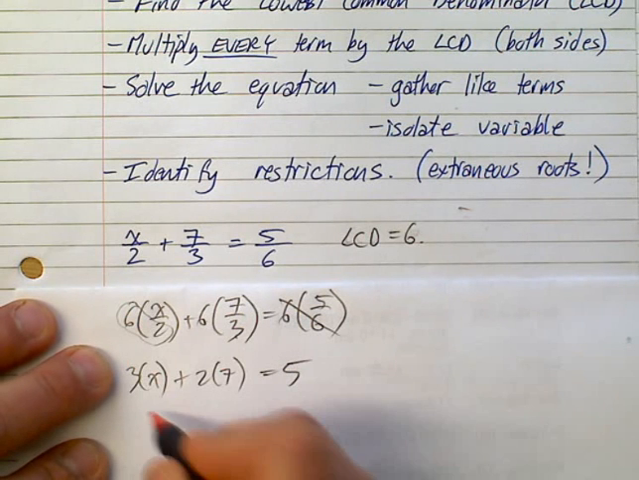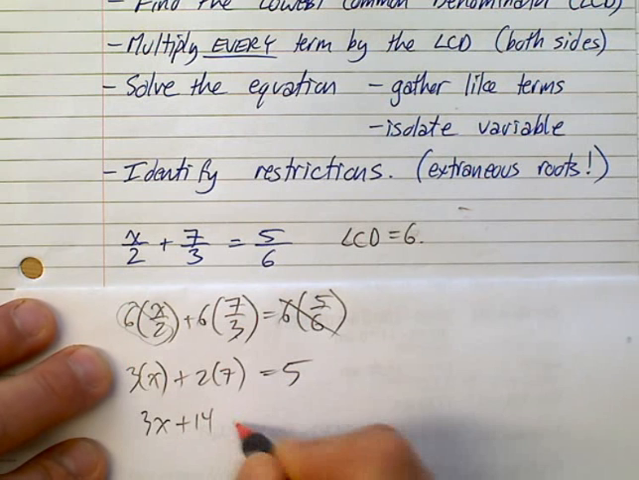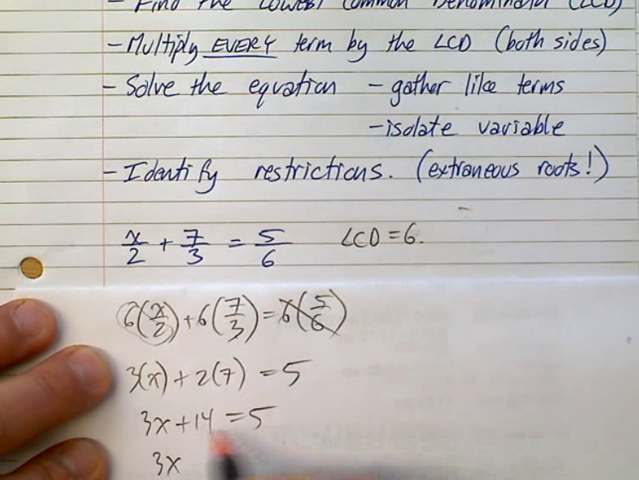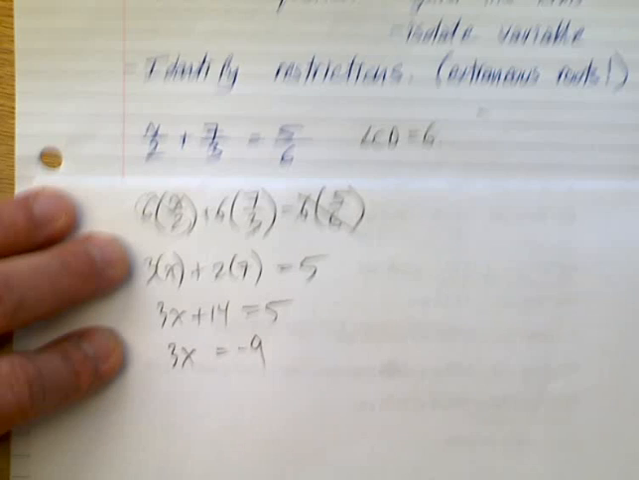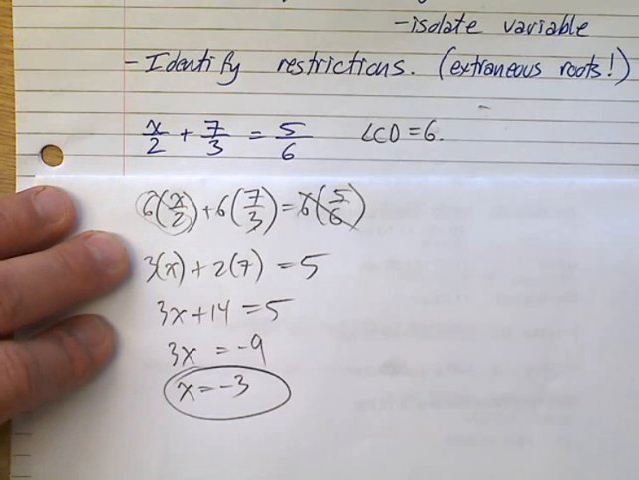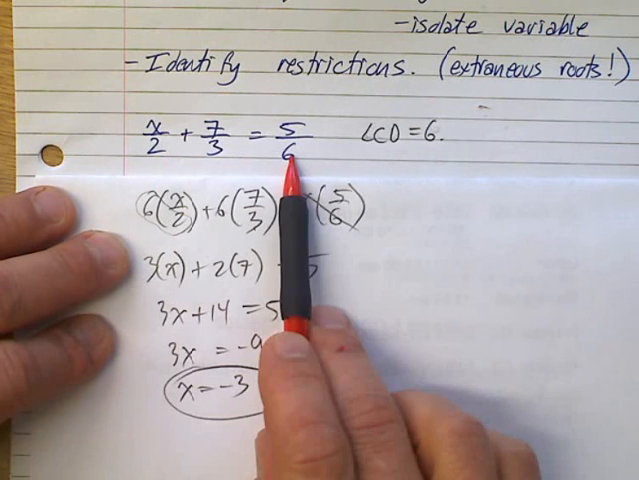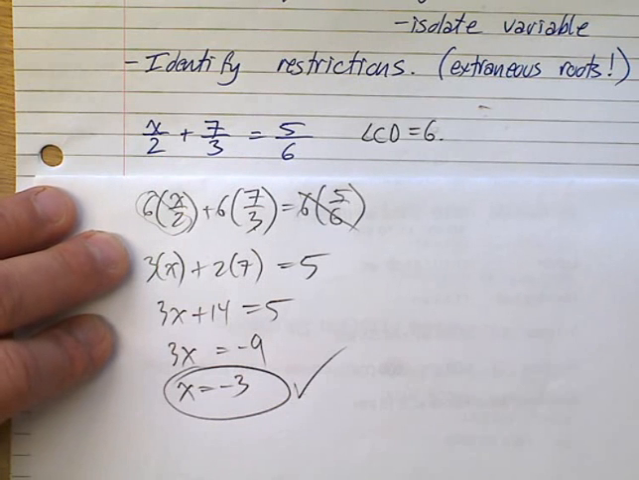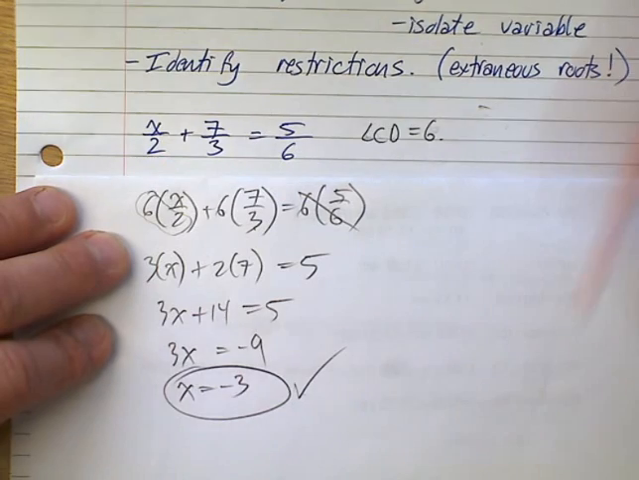3x plus 14 is 5. 3x is negative 9. And then we divide by 3, so you get x is negative 3. No restrictions. There's no variable on the bottom. Boom. There you go. All right. Now let's have a look at a couple more here.